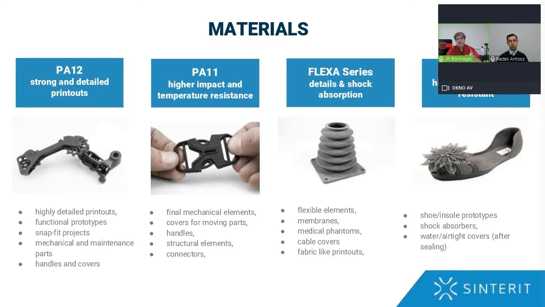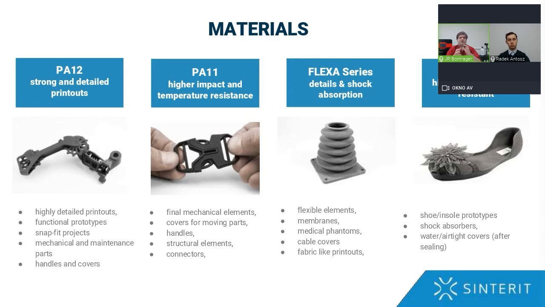So you have your PA12 and your PA11 nylons. You have a Flexa series, which comes in gray, soft, and bright. The bright's really nice because you can actually dye that if you like. And then they have the TPE powder, which is kind of an elastomer, which you can make watertight and airtight with the Sinterit sealer, which is fantastic.